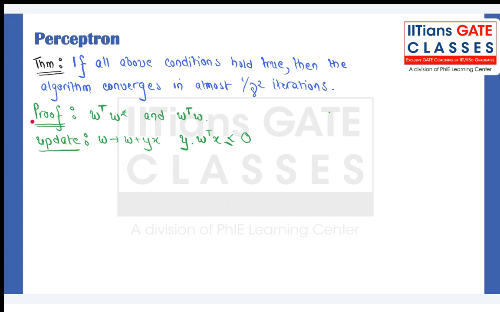So first let's look at W transpose W star. W has now become W plus YX, transpose W star. And this is nothing but W transpose W star plus YX transpose W star. Plus this is Y into X transpose W star.